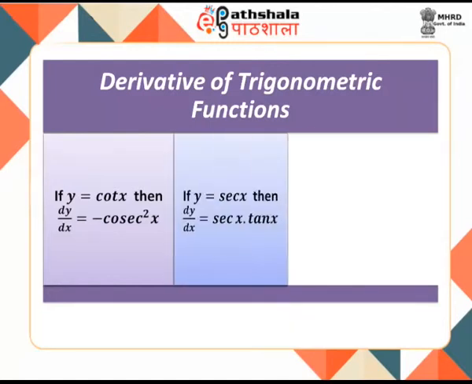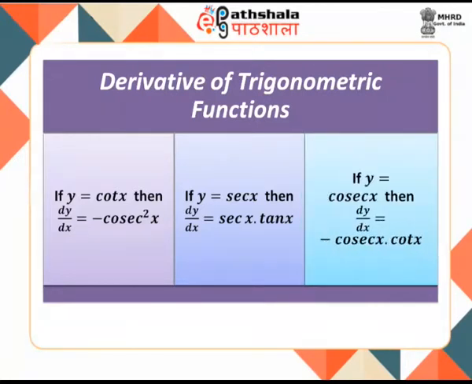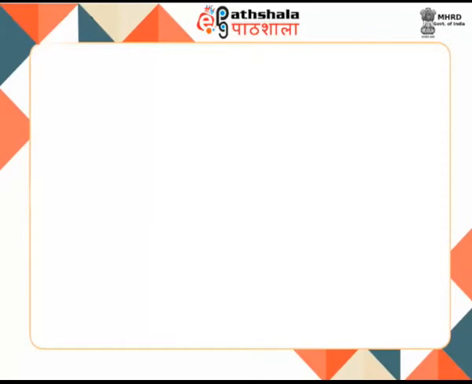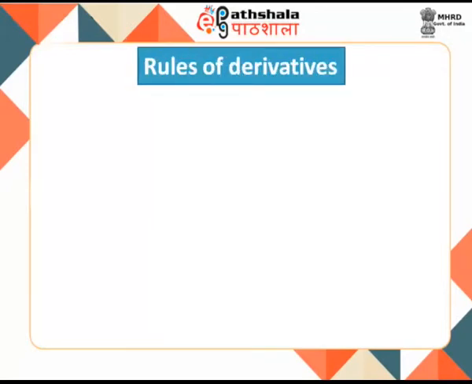5. If y is equal to secant x, then dy by dx is equal to secant x into tan x. Sixth, if y is equal to cosecant x, then dy by dx is equal to minus cosecant x into cot x. Let us now understand the rules of derivatives.